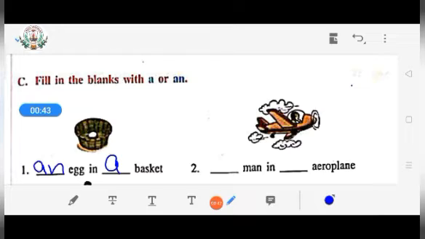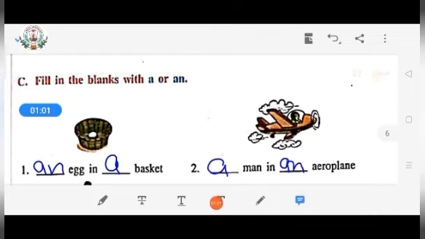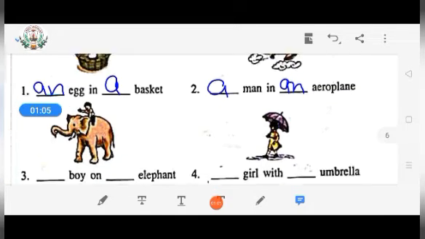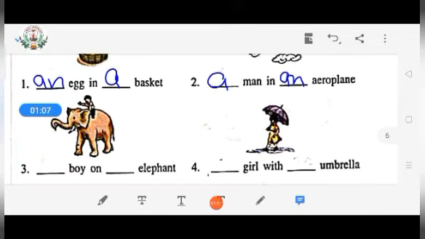Then, question number 2. The first letter of man is M. M is a consonant letter. So, we will put a man in an aeroplane. The first letter of aeroplane is A. A is a vowel. Because of that, we will put an aeroplane.